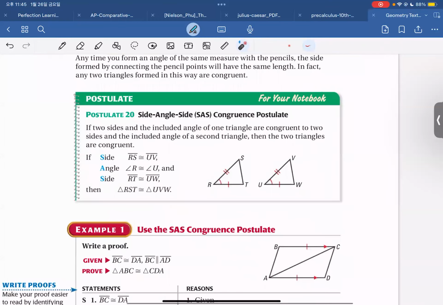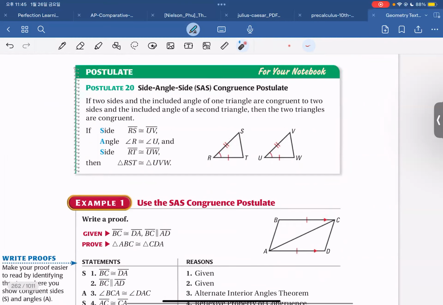Let's look at the SAS. It's SAS, side angle side. When a side, angle, and side of two triangles are congruent, then the two triangles are congruent. And note that the angle must be included between the sides. So it can't be, for example, a side equal here and an angle over here. It has to be such that it follows. So that's something to really remember about this SAS congruence postulate.